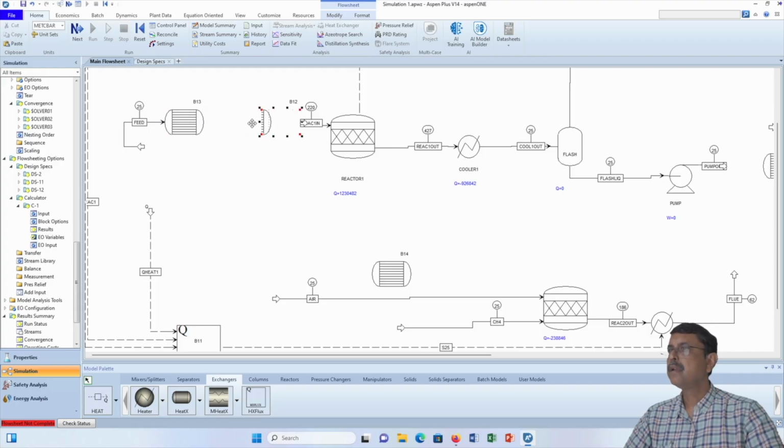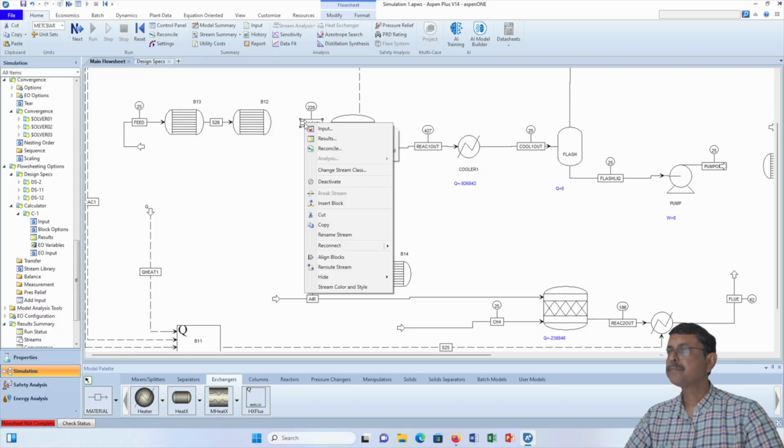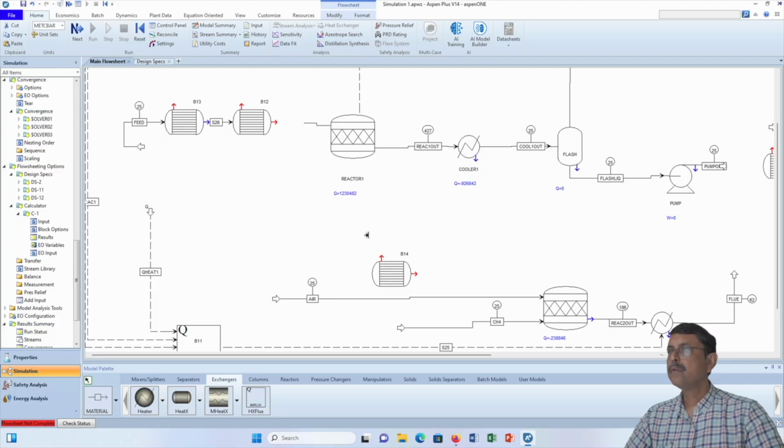And then we connect, sorry, it is a material stream. So connect this one with this, and then reconnect this one with this source. Okay. So cold feed, we are passing it to the first heat exchanger. Then it will go to the second heat exchanger, and it will be over here. Okay.